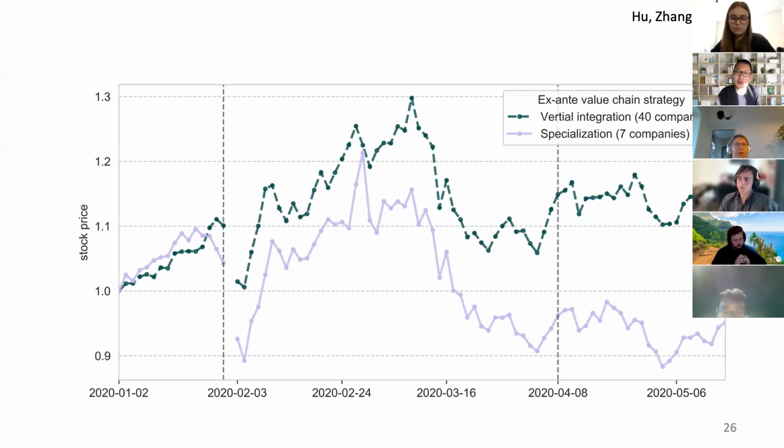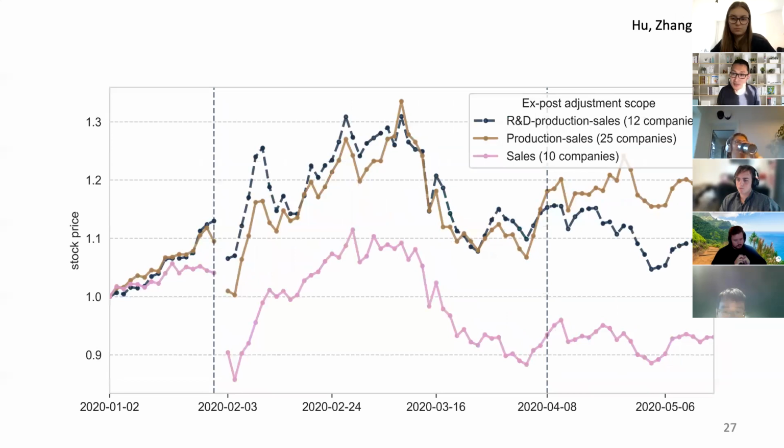Now let's look at these 47 companies from another perspective, which is the ex post adjustment. When they added anti-epidemic business, what type of business they expanded into would differ. Some of them adjusted along research and development, production, and sales, meaning that they expanded the research, the innovation part, the production, the manufacturing, and also the sales. Some only changed their production, and others only changed sales.